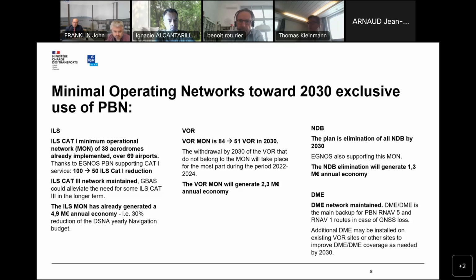For NDB, our plan is to eliminate most of the NDBs. We have about 100 NDB at the moment. So this will be the next step after the VOR rationalization.